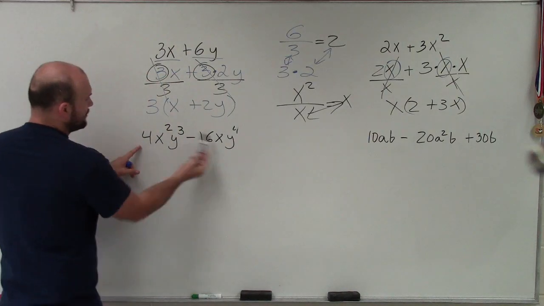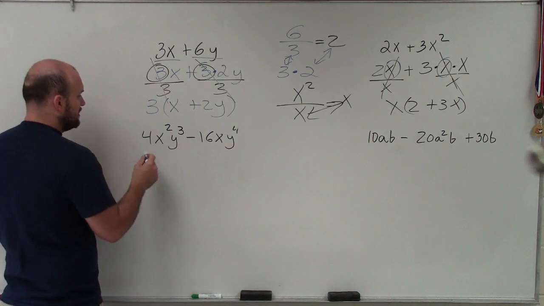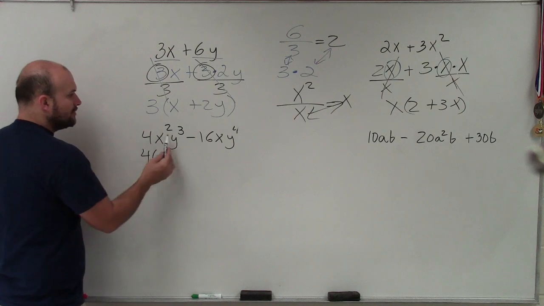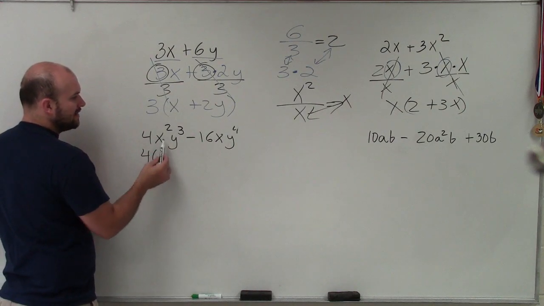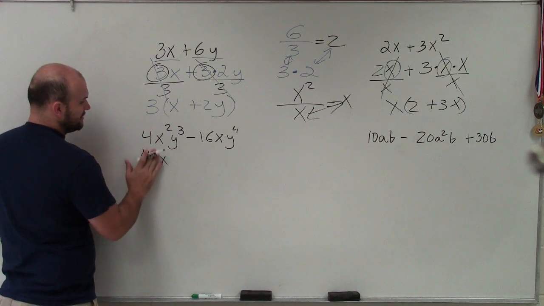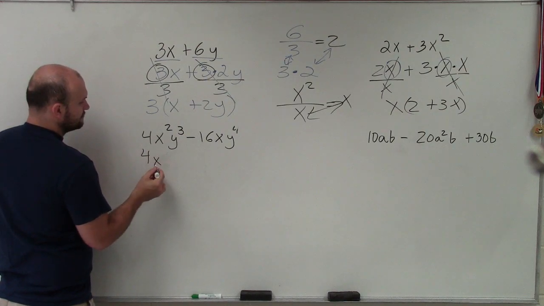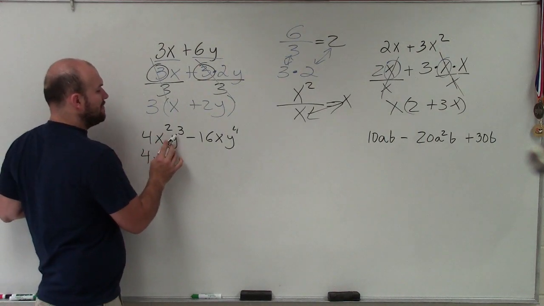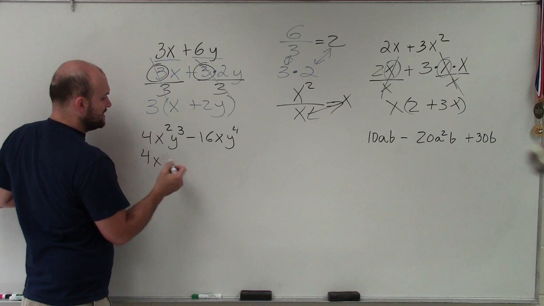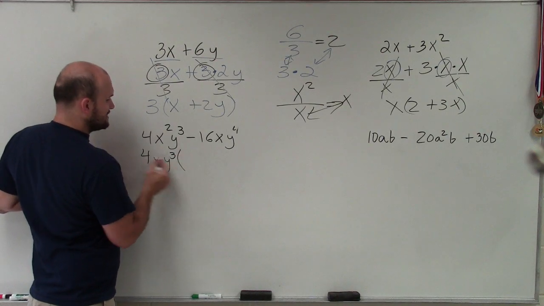But here, I notice that the greatest common factor of my numbers is 4. So I factor out my number 4. The greatest power of my variable x's is just x. And the greatest common power of my y variable is y to the third. So that's what I'm going to factor out.